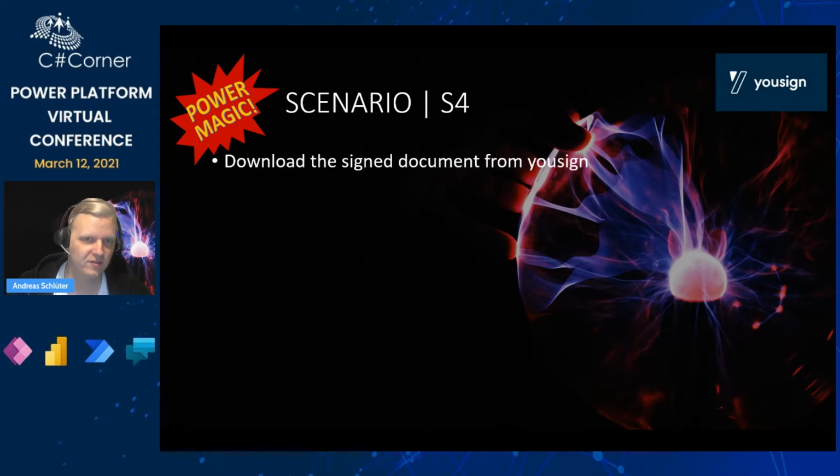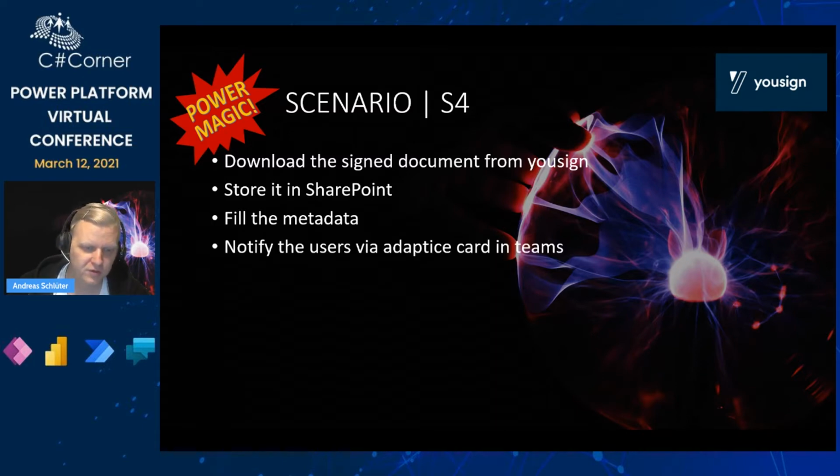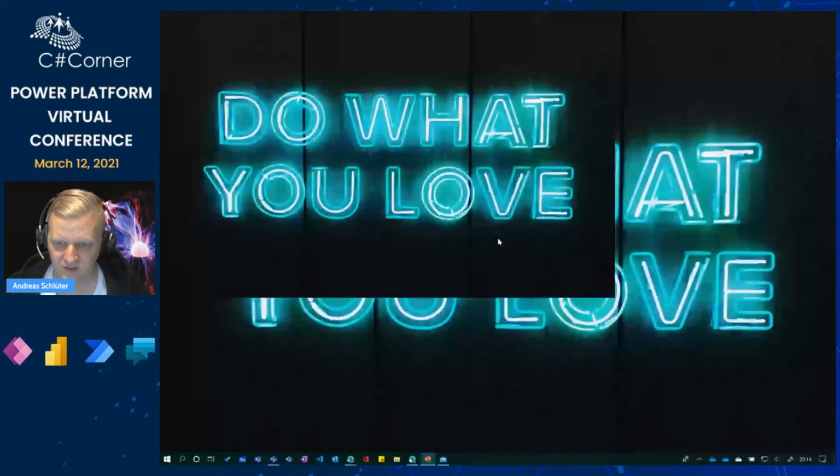And last but not least, this is the fourth step. We download the signed document from uSign and store it in SharePoint. Additional metadata will be stored in the library. And of course, we notify the users via adaptive cards in Teams so they can move on with the process. This is the short overview of the process, but we will see it now in the demo.